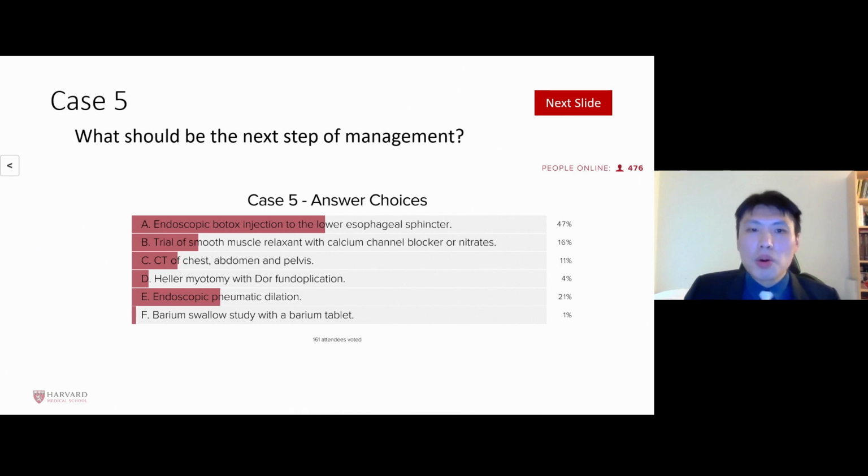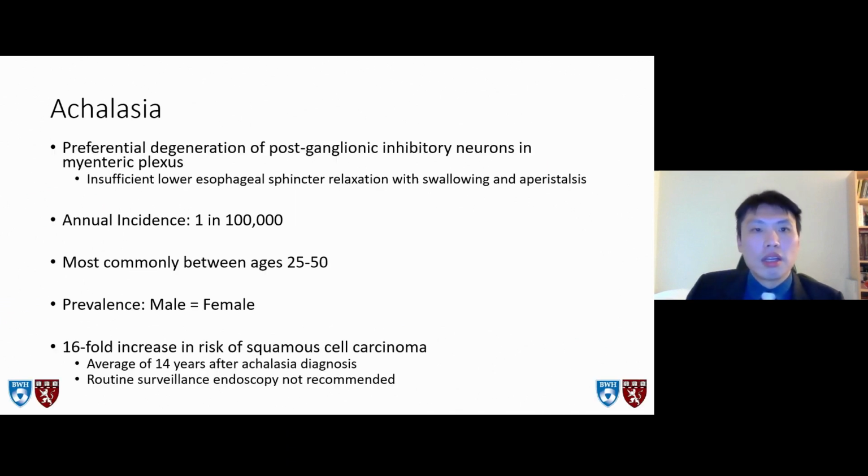So it seems like most have chosen endoscopic Botox therapy as the next step. Pneumatic dilation is the second choice here, and then a smaller number of patients chose either a smooth muscle relaxant or performing a CT scan. So let's go over what we know about achalasia.